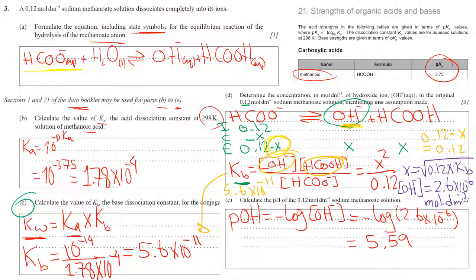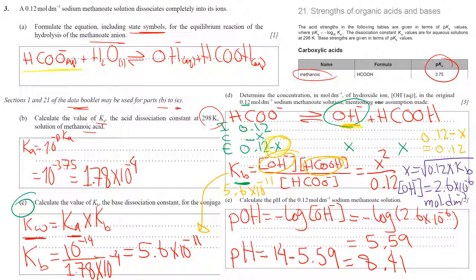We did not finish yet. For the pH, we already know that pH plus pOH is equal to 14. So pH will equal 14 minus 5.59. So pH is 8.41.